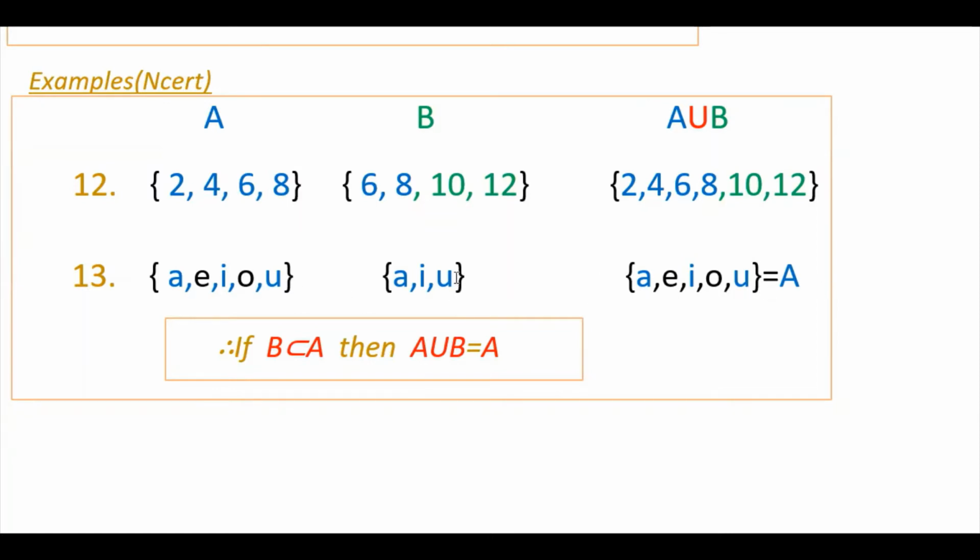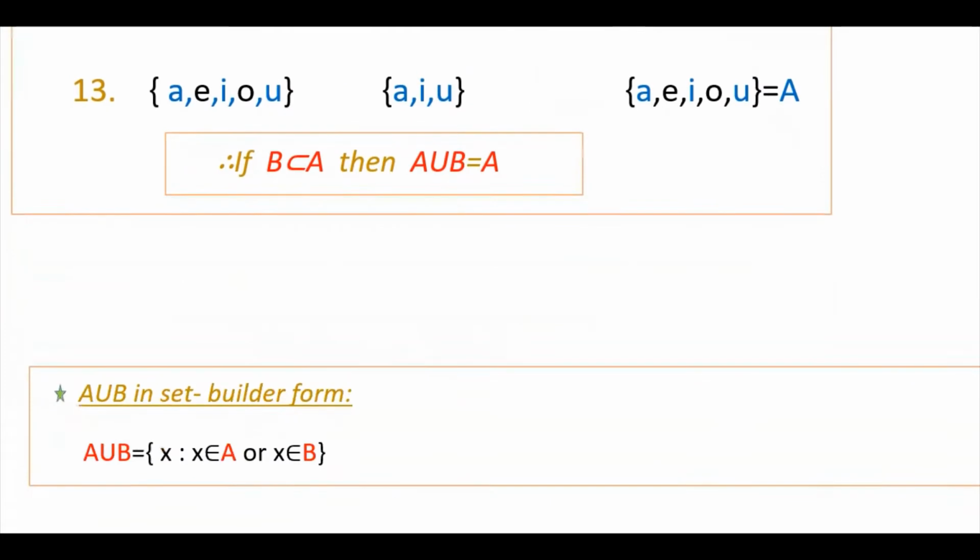So here if you observe, B is a subset of A. That means all the elements of B are also in the set A. So here B is a subset of A. If B is a subset of A, then A union B is equal to A.